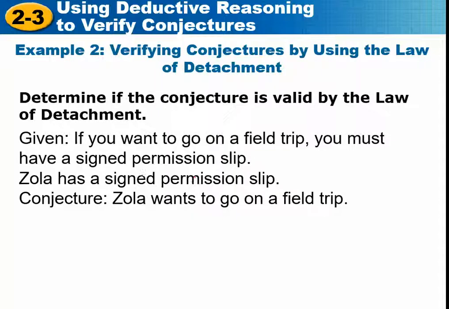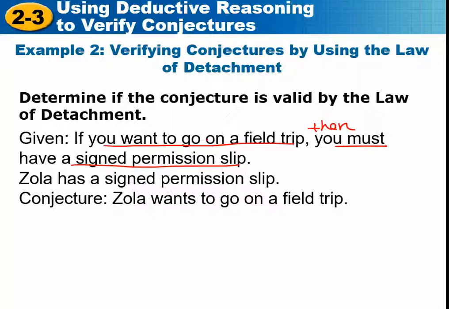All right, let's look at this one. Here is your given. This is your statement. If you want to go on a field trip, then you must have a signed permission slip. So this is my hypothesis: you want to go on a field trip. The conclusion is you must have a signed permission slip. Then they tell us that Zola has a signed permission slip. And they're asking, is this conjecture valid? Does Zola want to go on a field trip?